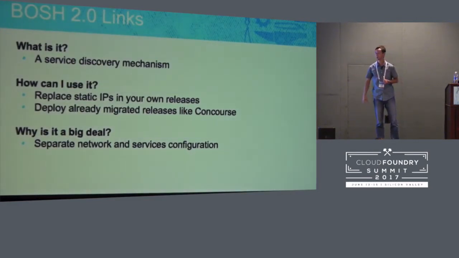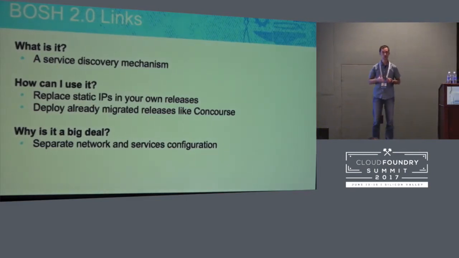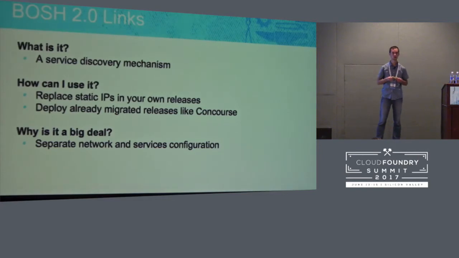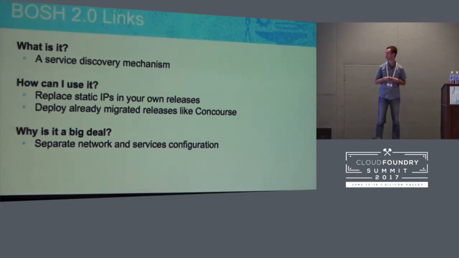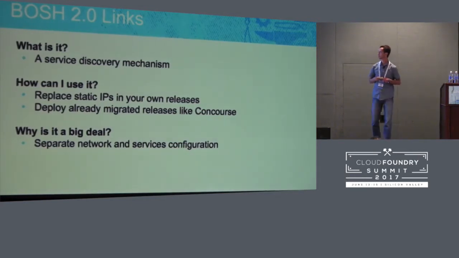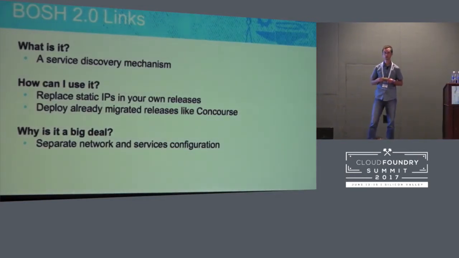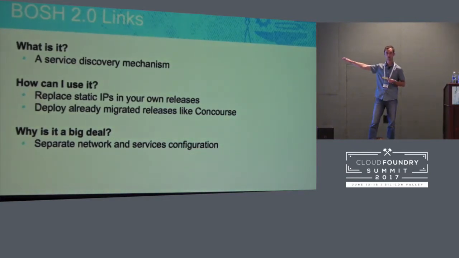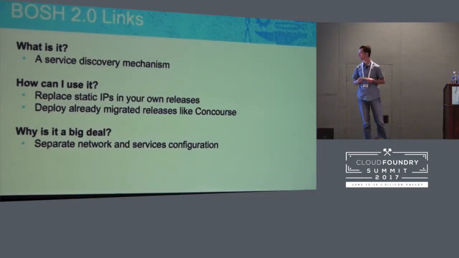We use this technology to replace all the static IPs from the releases that we maintain, for example, Elasticsearch, and some releases that are already migrated to this technology, like Concourse. We can deploy them using a cloud config and using BOSH links, and not doing this static IP rewriting.